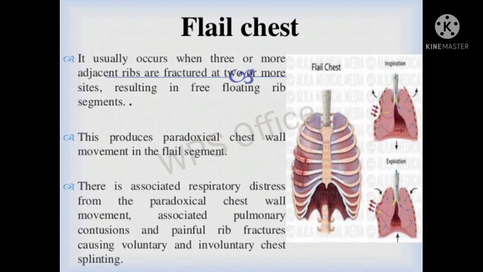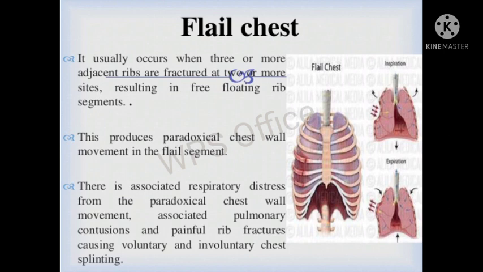Flail chest usually occurs when 3 or more adjacent ribs are fractured at 2 or more sites. For example, if there is a fracture in the third, fourth and fifth ribs, then it is known as flail chest, resulting in free-floating rib segments. The area of the ribs will be free floating. This produces paradoxical chest wall movement in the flail segment.